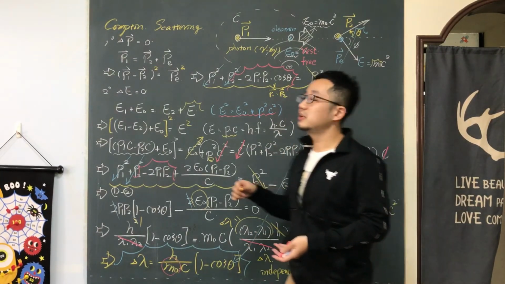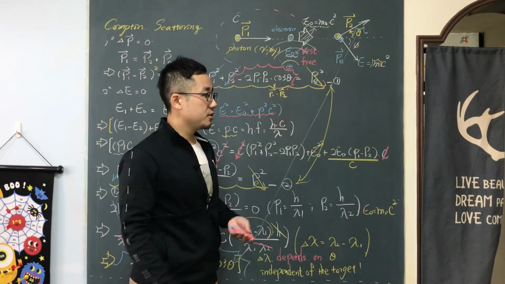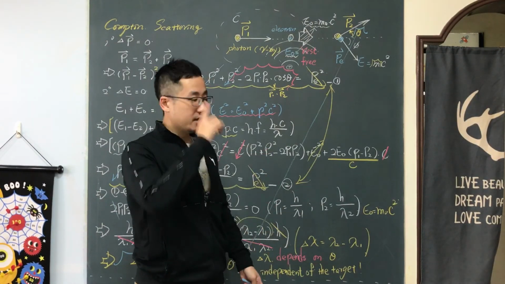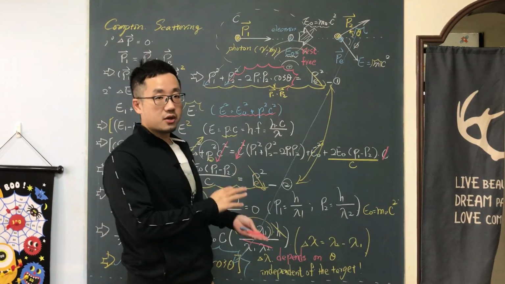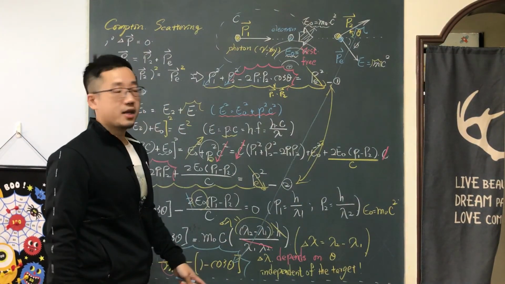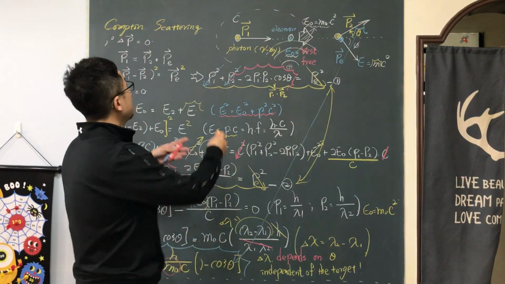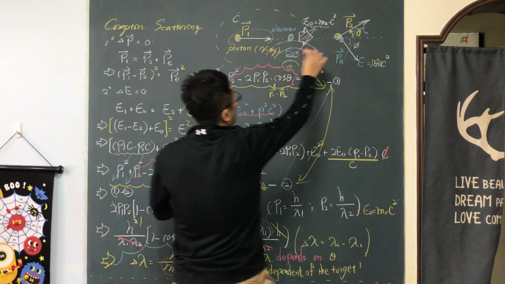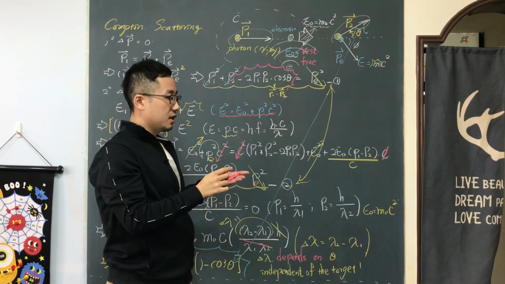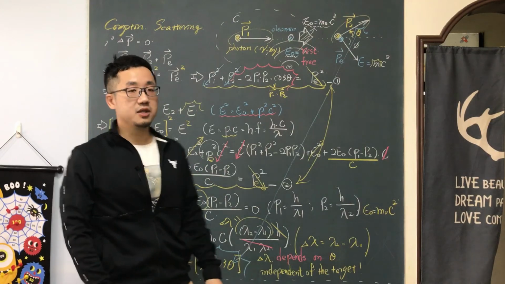Compton completed this experiment using the carbon target, and he also did other experiments using lithium, boron, and even water. No matter what kind of target he changed to, the result always remained the same. The delta lambda only depends on theta, the angle between the incident photon and the scattered photon. It depends on theta significantly, and is totally independent of the target materials.